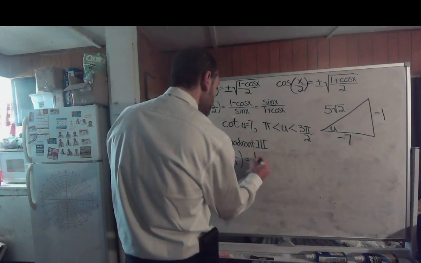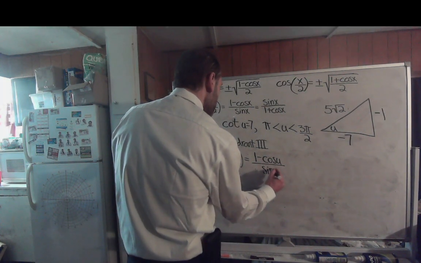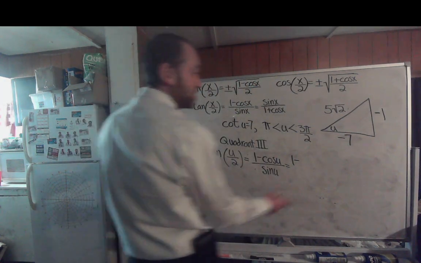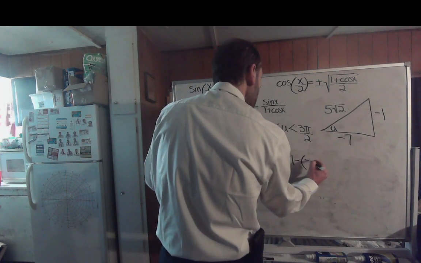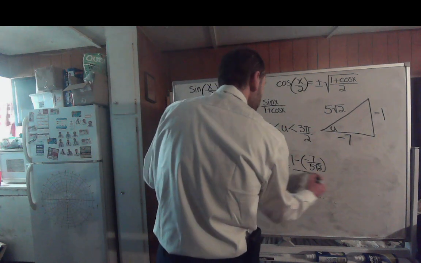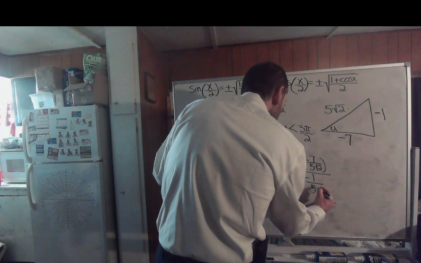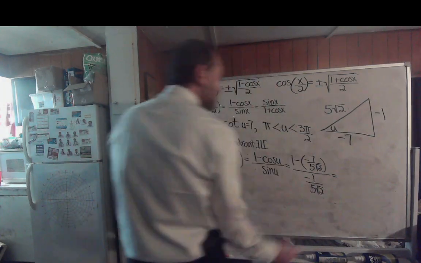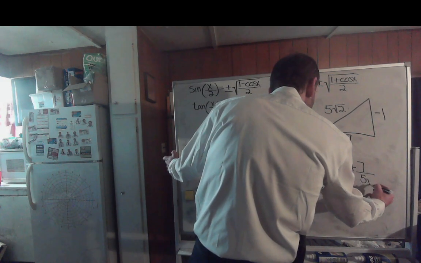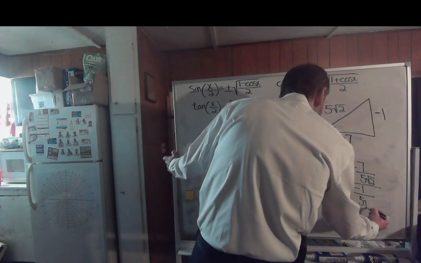So let's do 1 minus the cosine of u all over the sine of u. Well, we have 1 minus, what is that cosine of u? That's negative 7 over 5 times the square root of 2, all over the sine of u, which actually ends up being negative 1 over 5 times the square root of 2. So this would actually turn into 1 plus 7 over 5 times the square root of 2 over negative 1 over 5 times the square root of 2.